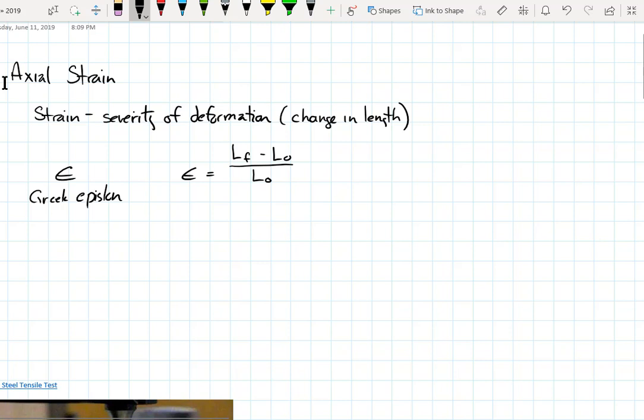A lot of times you might also see this written as delta, so the final length minus the initial length is just collapsed into delta, or change. That's delta, change in length over original length. And sometimes you won't see the L naught, it'll just be L, and you have to know that that's the original length of the thing. So that's pretty straightforward.